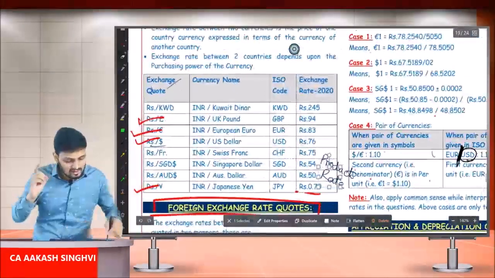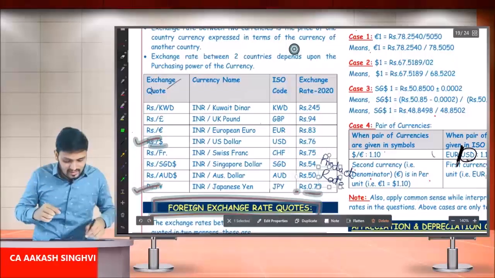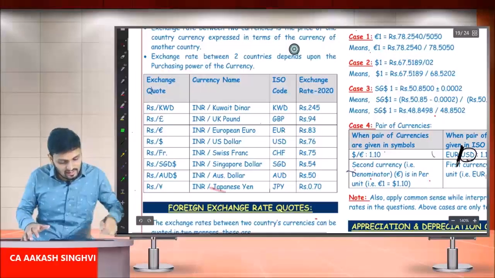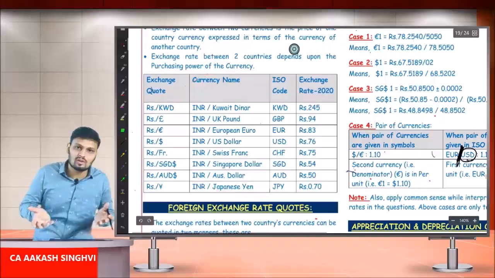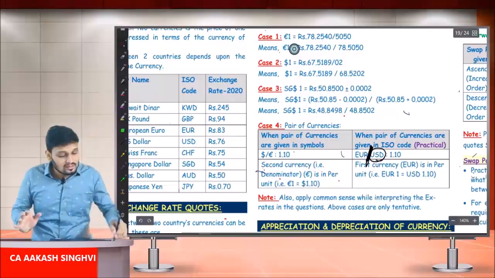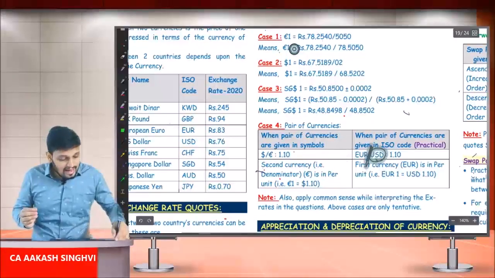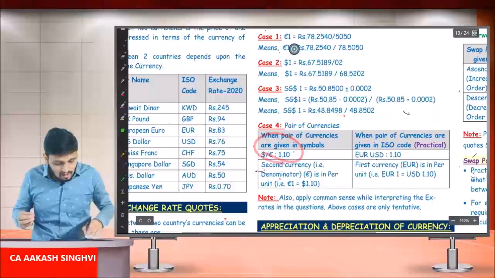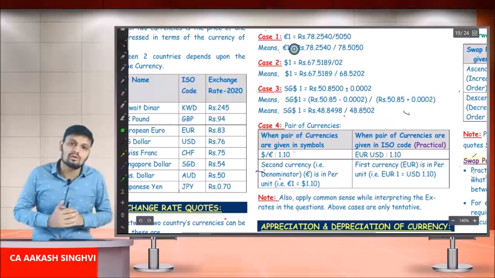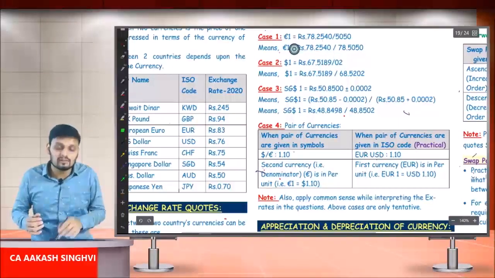Sir, what is the common sense? Understand this particular table. Which currency is more powerful than the other currency? If this entire table is understood, you can apply common sense obviously. But I have given you the practical rules. Now, sir, if we go to the bank, will they give us rates in symbol or in ISO code? The bank will always give you rates in ISO code. So this is more practical.